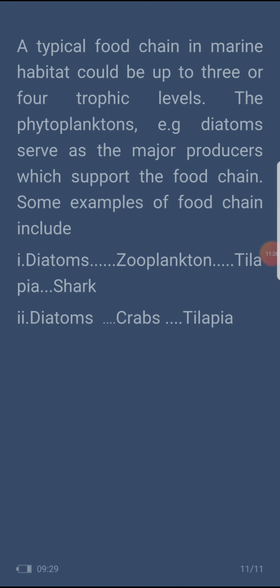Now look at this one, it has 3 food chains. These are primary producers, these are primary consumers, these are secondary consumers, and these ones are tertiary. The first ones, we have producers, then consumers, consumers, consumers. Here we have diatoms. Crabs feed on diatoms, tilapia feeds on crabs.